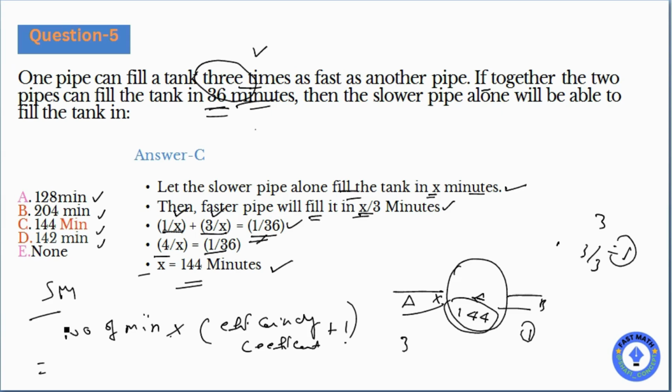Please write down. What is the number of minutes? It is given as 36. What is the efficiency coefficient? It is 3 times. That is 3 plus 1. The answer is 36 into 4, 144.